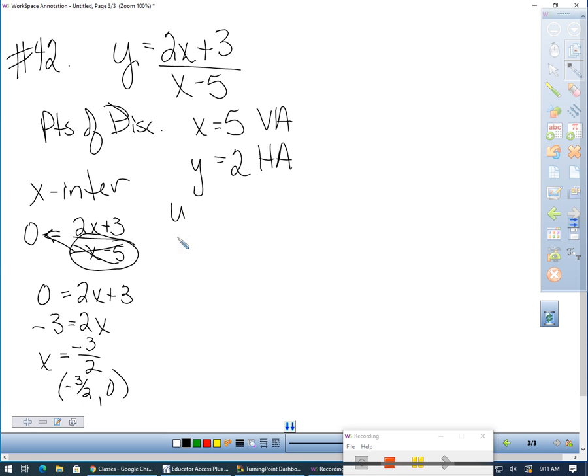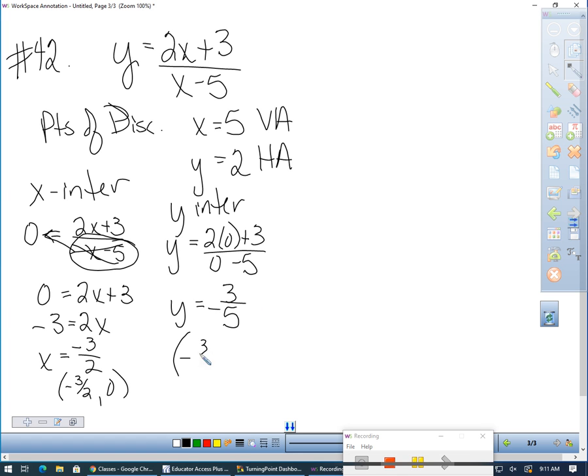My y-intercept. We put 0 in for x. So we get y equals (2 times 0 plus 3) over (0 minus 5). We get y equals 3 over negative 5, or the point 0, negative 3/5.